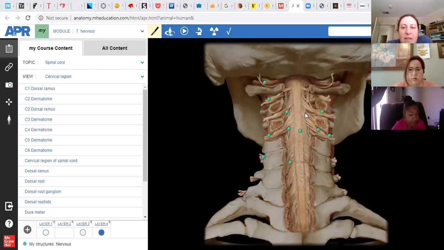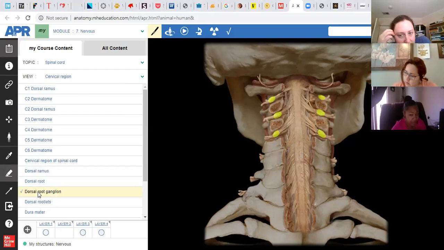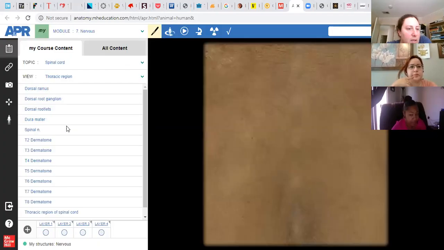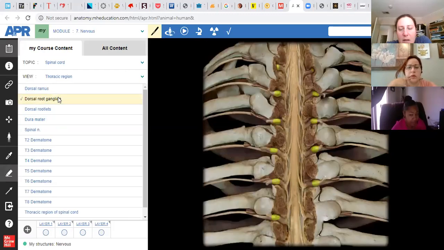For this stuff, it's again just whatever to identify the things that are on the list. For example, dorsal root ganglion, which we're going to talk about later, is one of the things you want to be able to identify. It's going to look pretty much the same on any of the different regions. So here's the thoracic region. That's going to look like that there.